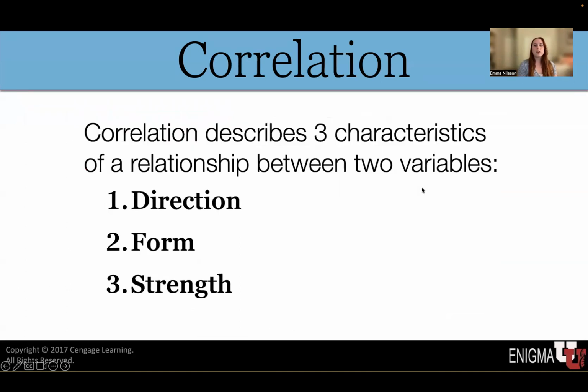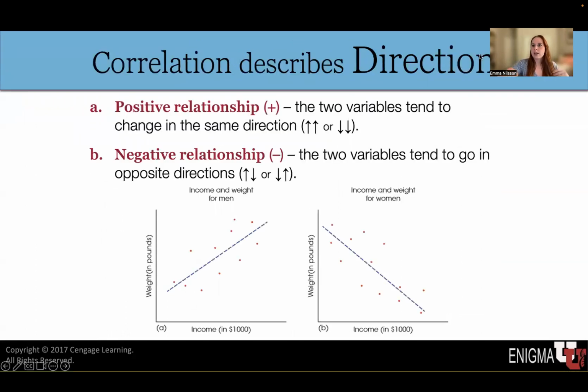So correlation describes three characteristics of a relationship between two variables. One is the direction of the relationship. Two is the form that the relationship takes. And three is the strength of that relationship. So direction. A correlation describes direction.